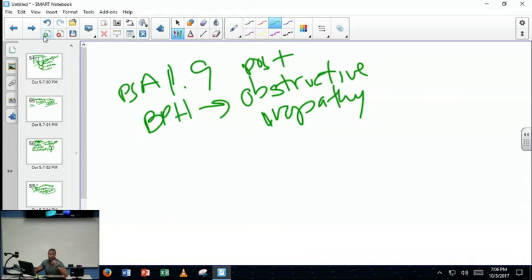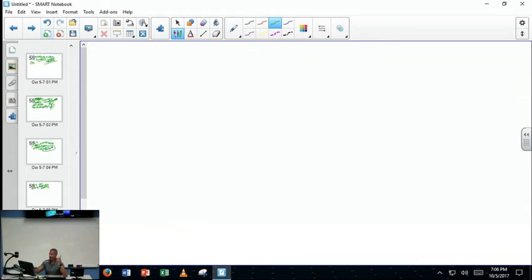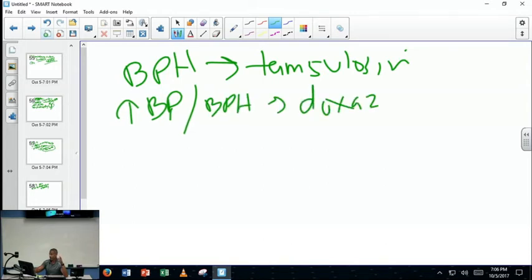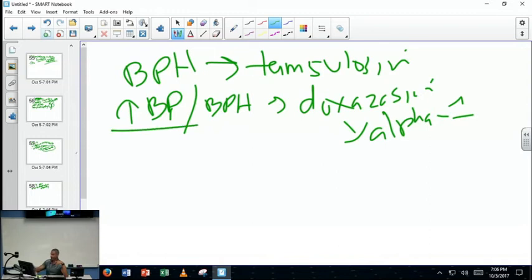What else do I want to focus on? Okay, bladder cancer, that's the big one. So BPH, how are we going to treat BPH? Tamsulosin, right? If the person has increased blood pressure and BPH, what can you use? Yeah, doxazosin, an alpha blocker, right? Or prazosin, but it's an alpha-1, okay? So you can treat two conditions at once sometimes. Tamsulosin is specific.